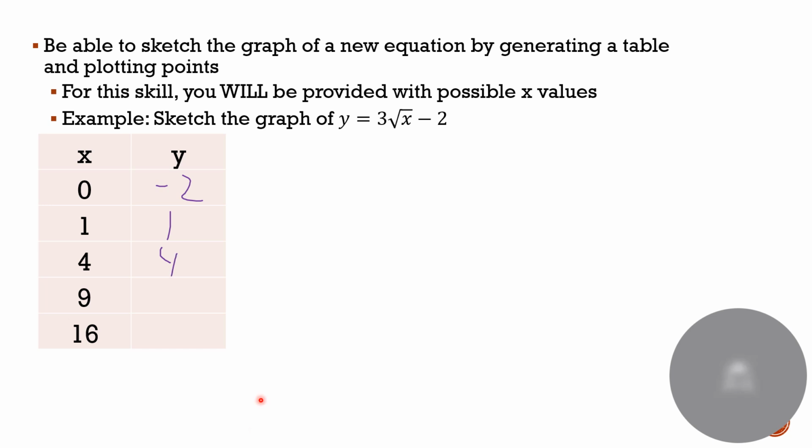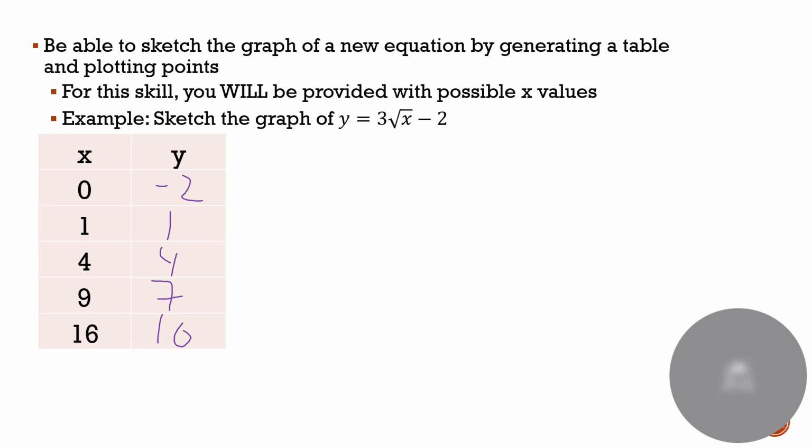Next one is 9. So we have x is equal to 9. The square root of 9 is 3. 3 times 3 is 9, and 9 minus 2 is 7. And last but not least, 16. X is equal to 16. The square root of 16 is 4. 3 times 4 is 12, and 12 minus 2 is 10. And again, you will be able to use a calculator to do that, so don't freak out. Like I'm not going to try to trip you up with stuff we haven't covered.